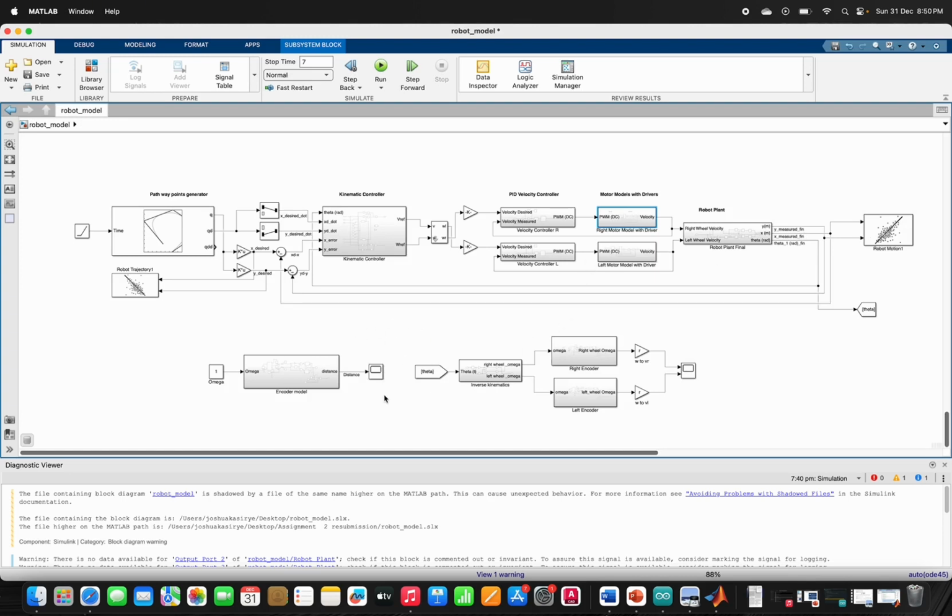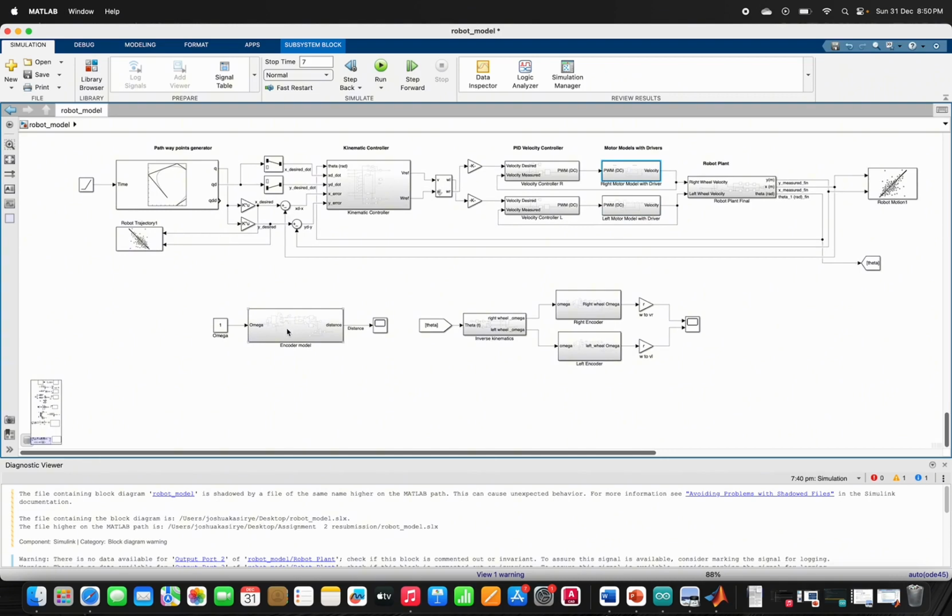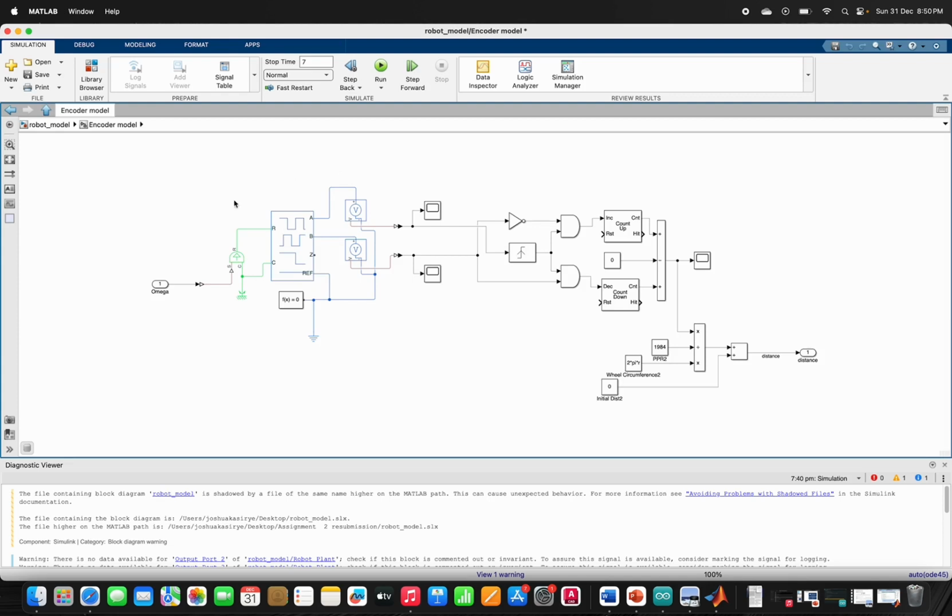Also, I designed what we call the encoder, which is to provide feedback into the system in terms of velocities of the left and the right wheel. This is an incremental linear encoder. It takes in omega, which is the angular velocity of one of the wheels of the robot, and runs it through a sensor network, which converts the scalar value to electrical signals, which run through this incremental shaft encoder.